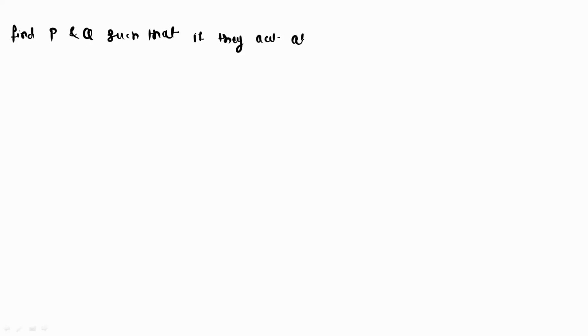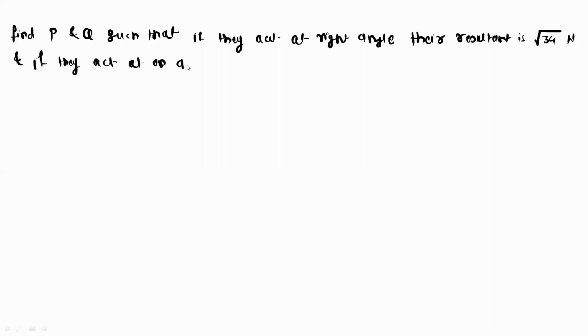So you can write down this statement. Find the magnitude of the forces P and Q such that if they act at right angle, the resultant is square root 34 Newton, and if they act at 60 degree, then the resultant is 7 Newton.